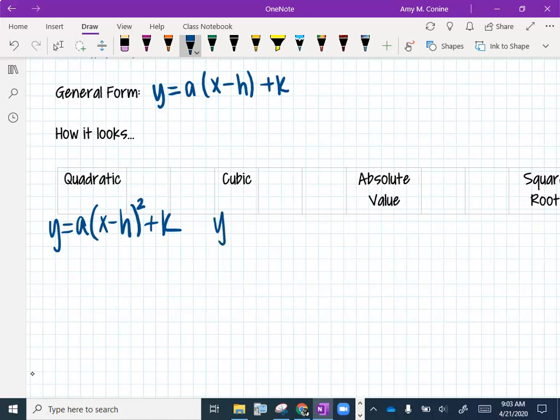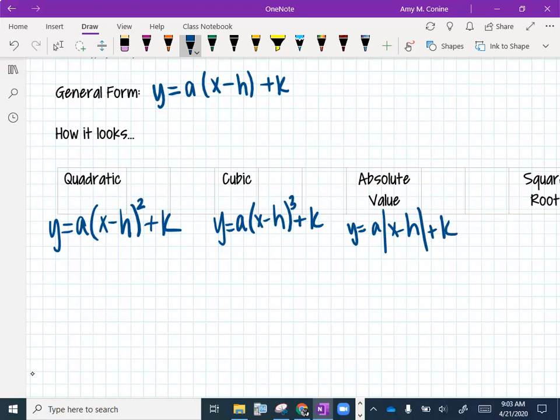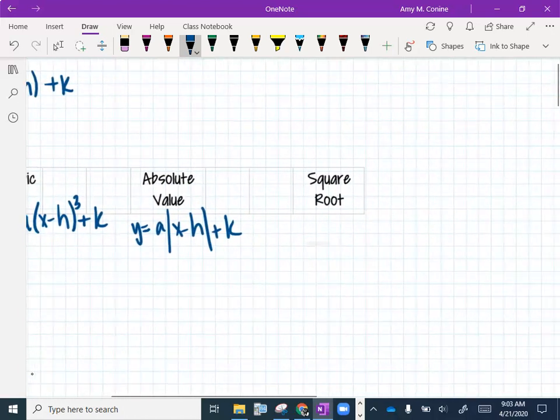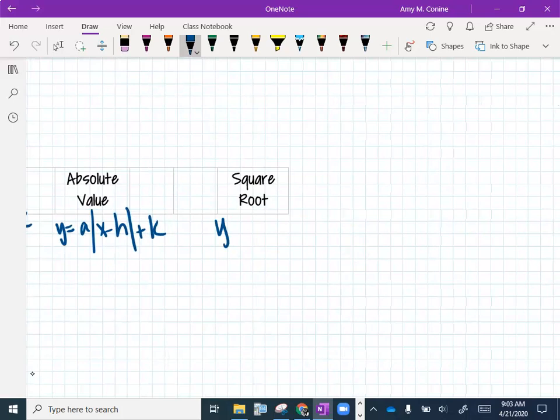With a cubic, same idea. You're going to have your x minus h inside, but it's going to be cubed. And as you can probably guess with the pattern, it's going to be the same idea with absolute value. And if I scroll over here to square root, which we're going to talk about after we do transformations, it's the same idea.